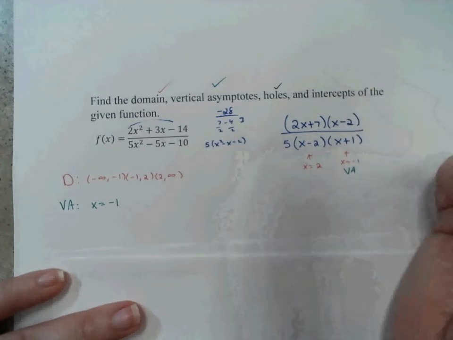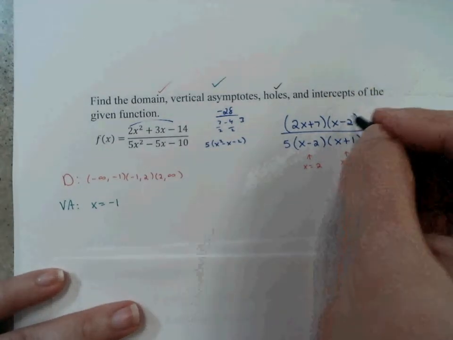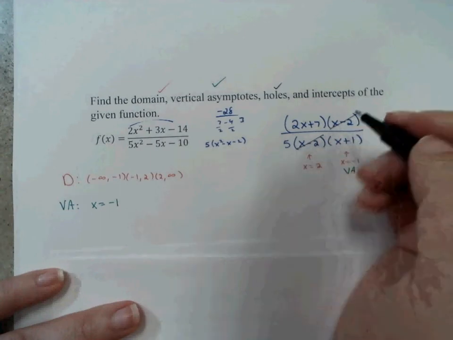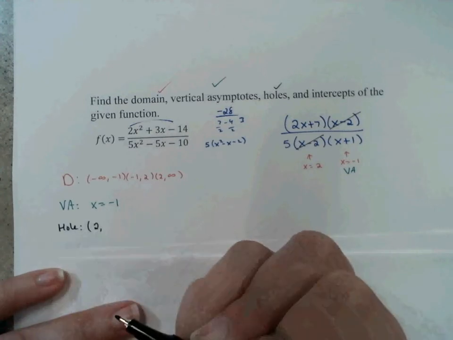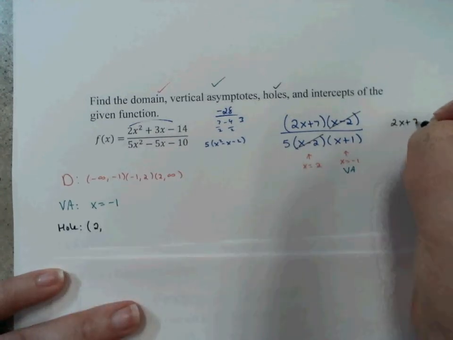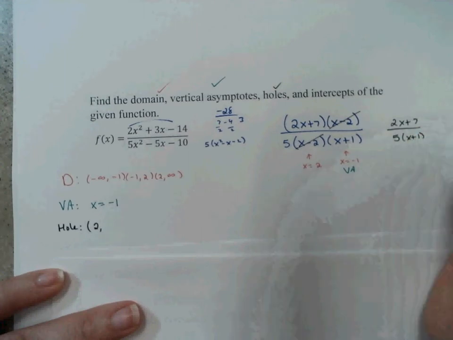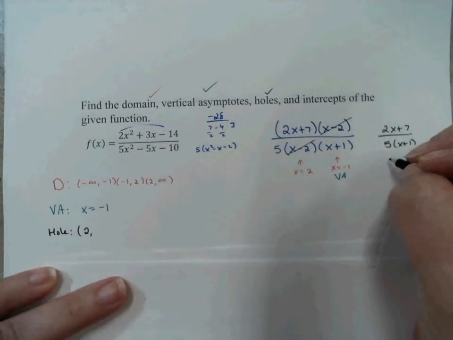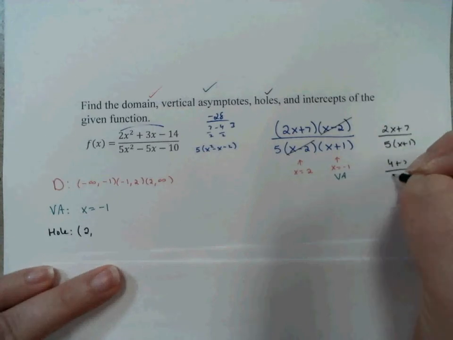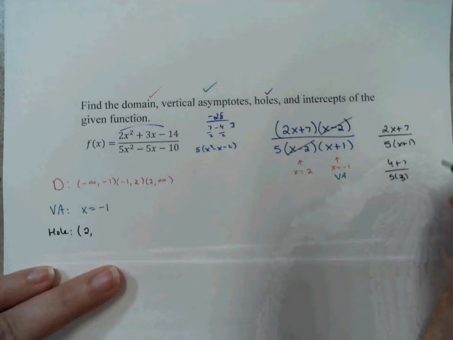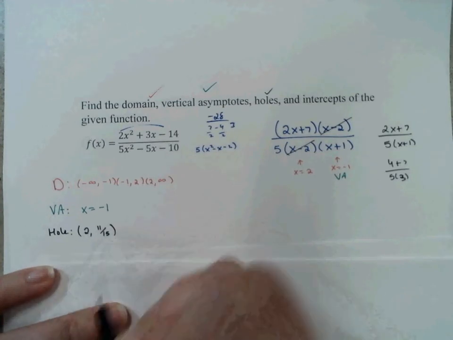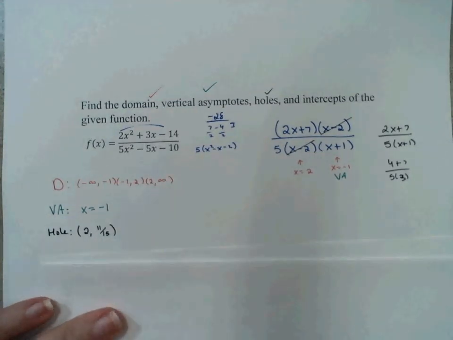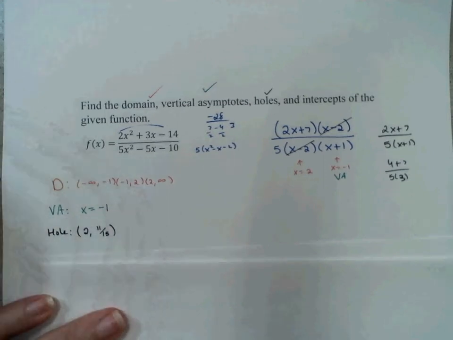Hole in the graph. Holes in the graph occur when, I checked it before doing it, you have a shared factor in the numerator and denominator. X minus 2 is a shared factor, which means there's a hole in the graph at 2 comma something. So I'm going to write out what's left, 2x plus 7 over 5 times x plus 1, or 5x plus 5. And I'm going to plug in 2. So I get 4 plus 7 over 5 times 3, so 11/15. Okay, so we have a hole in the graph at 2 comma 11/15.